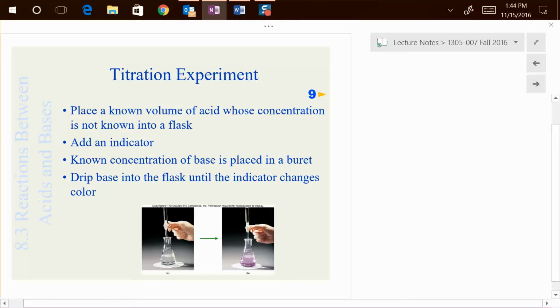Okay, so we've kind of already gone over this. You add the base to the acid, the unknown acid, until it goes pink, and then you've reached that end point, and you know that you're done.